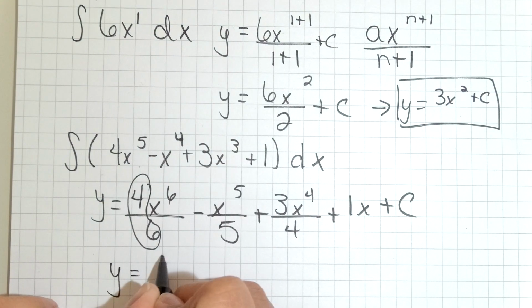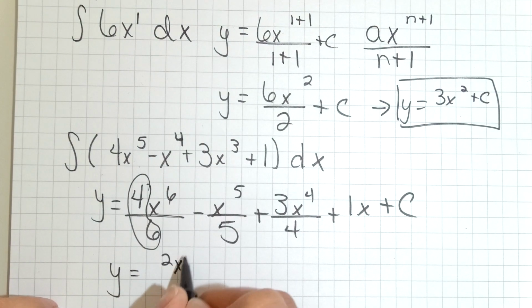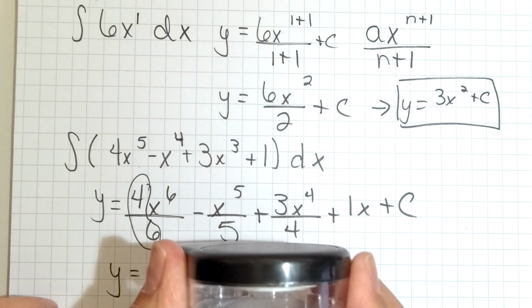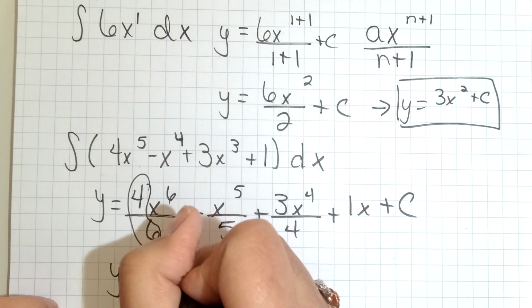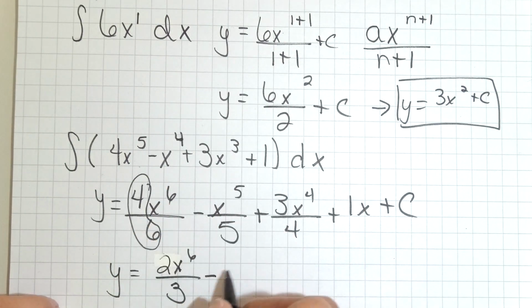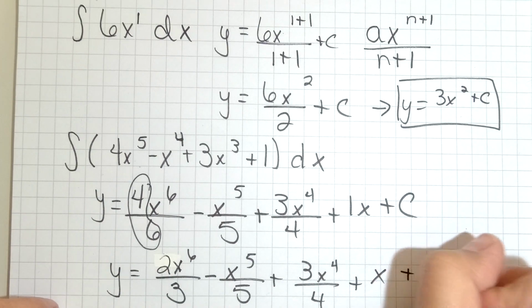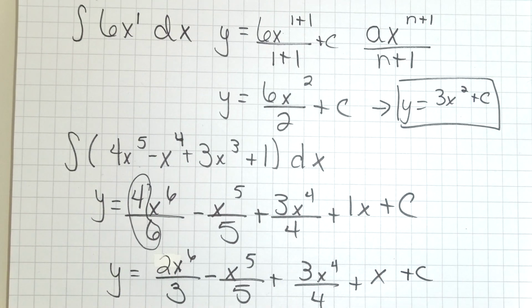So that's y equals 2x to the 6 over 3, minus x to the 5th over 5, plus 3x to the 4th over 4, plus x. Does it matter if I put the 1 there? No, if you did, it's not going to be wrong. Why don't we simplify 3 over 4? Because you can't simplify that. Right, it's already as simplified as it can go for a fraction. I do not want decimals.